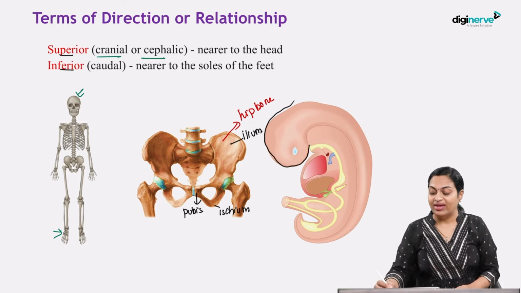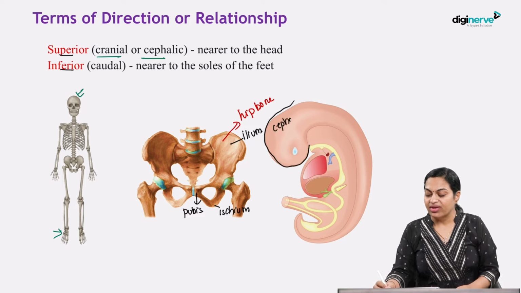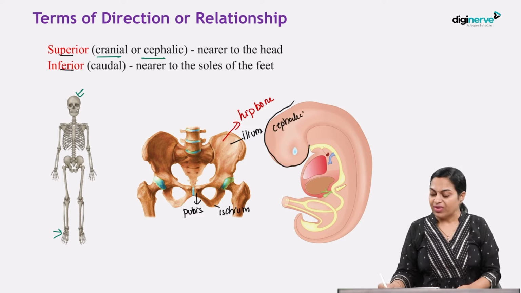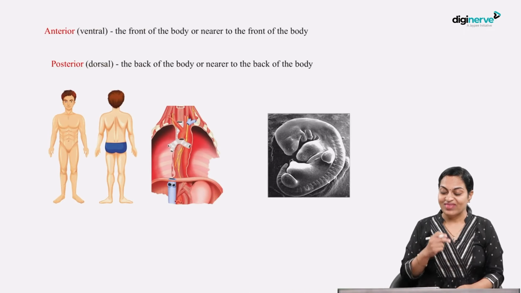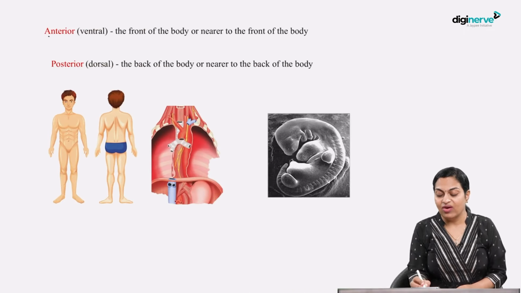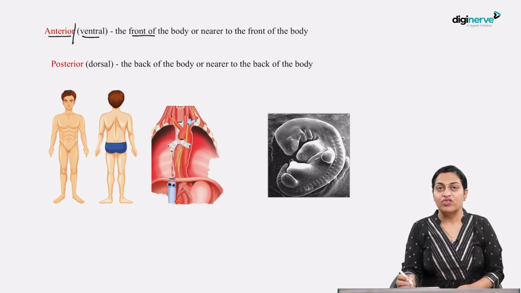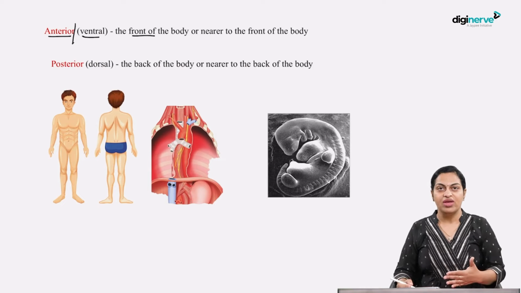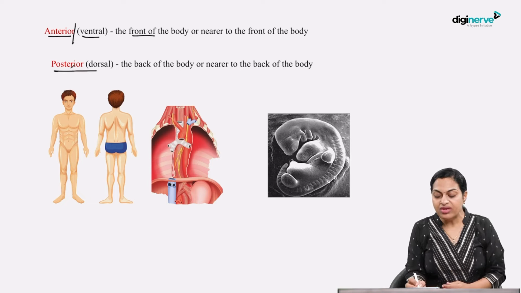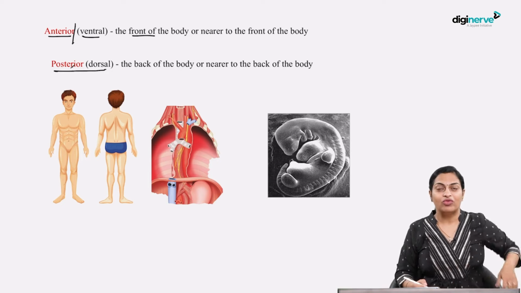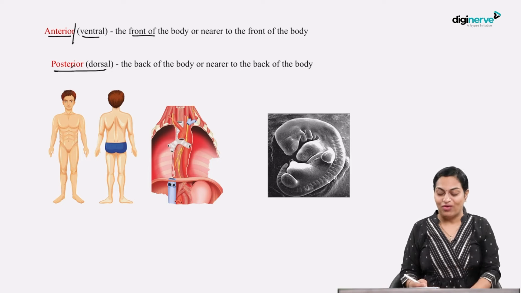This is the head end of the embryo, cephalic or cranial. And this is the tail end of the embryo, which is caudal. Okay, inferior. Anterior or ventral refers to the front of the body, or which is situated closer to the front of the body. Posterior or dorsal, the back of the body or situated closer to the back of the body.